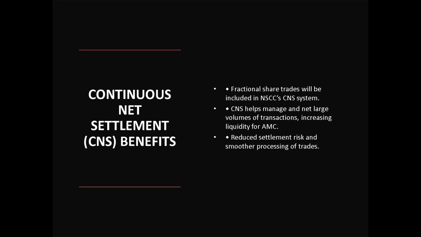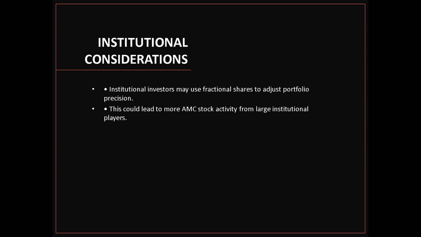So it kind of makes you think that they're setting up for something as far as some kind of volatility coming into the market. So I'm not sure what that would be for, if there's some event that they're pricing in or what, but it's just one of those wait and see kind of things. But again, this doesn't just affect AMC, it affects any underlying ticker where a fractional share can be purchased. Now, institutional considerations. Institutional investors may use fractional shares to adjust portfolio precision. We've already seen a large increase in institutional buying, so they may use this new option to manage their positions more precisely. This could lead to more AMC stock activity from large institutional players, which we've already seen.